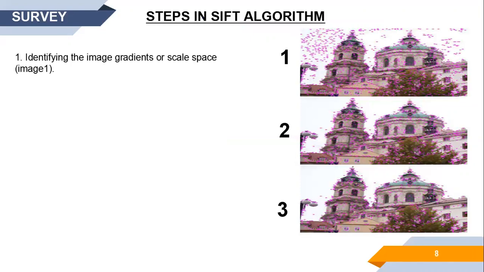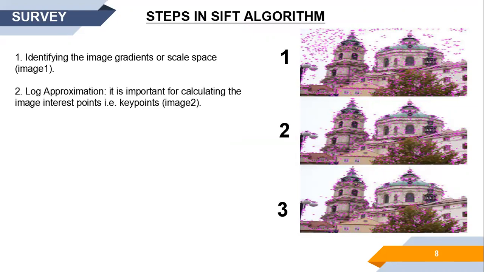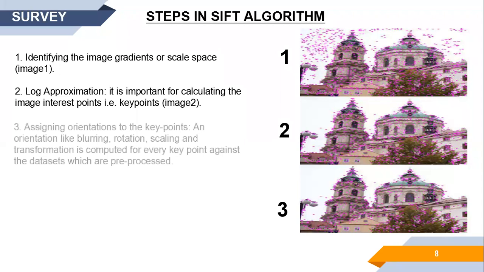The first step is to identify the image gradient or scale space. So the image gradient is identified in the first step, that is in image one. Next one is LoG approximation. This is the main part of the algorithm. LoG approximation means only the relevant part of the image will remain and all the rest will be eliminated. In the second picture, as you see, only the relevant part is displayed and all the rest is eliminated.